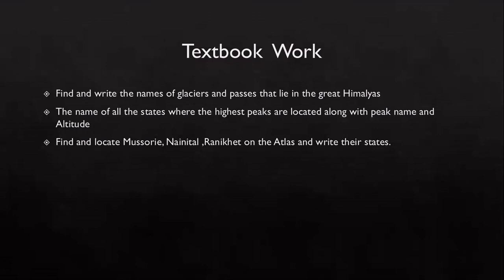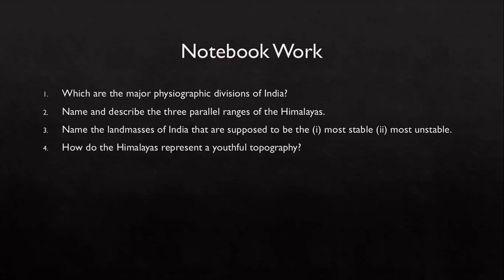Now, in your notebooks, you will write down these questions and their answers. Which are the major physiographic divisions of India? Name and describe the three parallel ranges of the Himalayas. Name the landmass of India that is supposed to be the most stable and the landmass of India that is supposed to be the most unstable. And also, how do the Himalayas represent a youthful topography? Okay, students, please do this work.